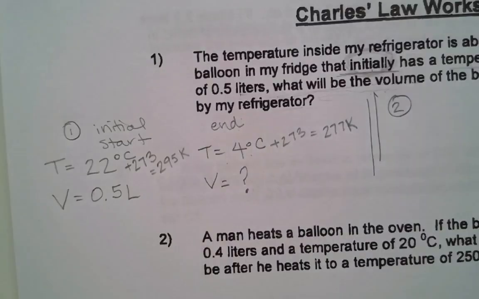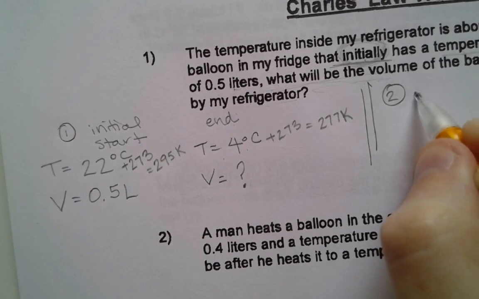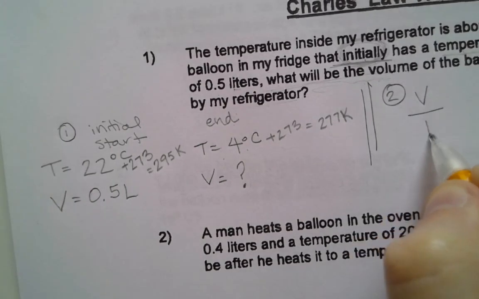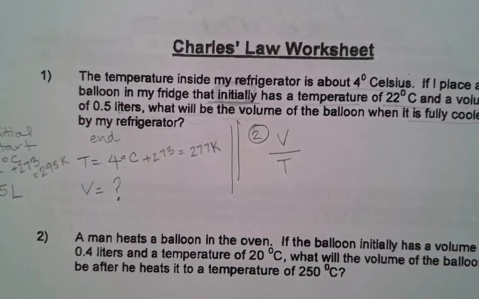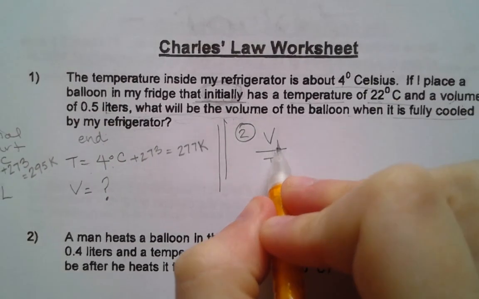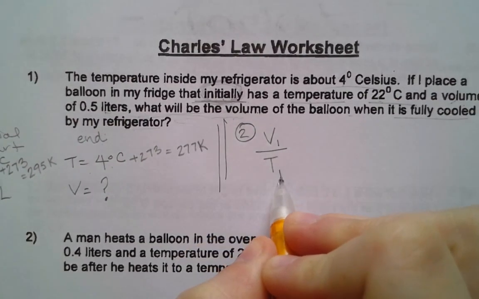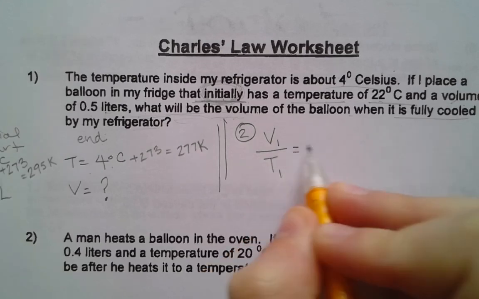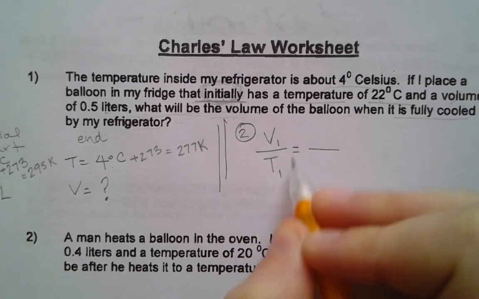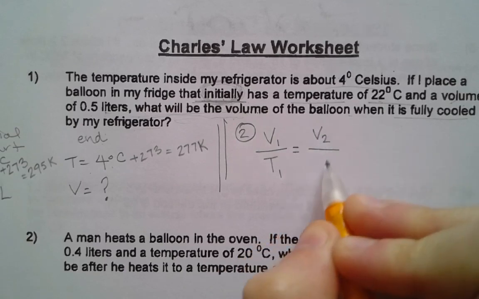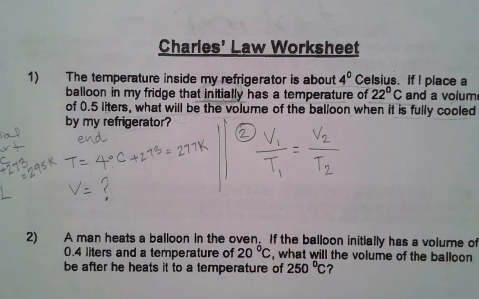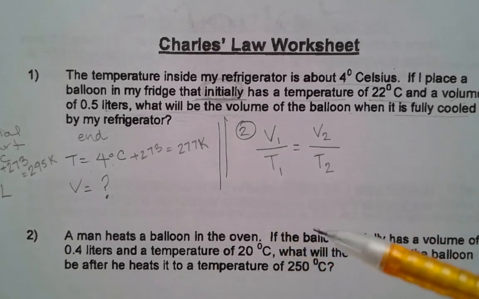V over T, they are direct relationship, so V over T will stay constant. What this is going to look like here, your starting volume divided by your starting temperature is going to stay constant even when we change those conditions. That ratio will equal your ending volume divided by your ending temperature. And that is the equation that you will use for everything on this page.